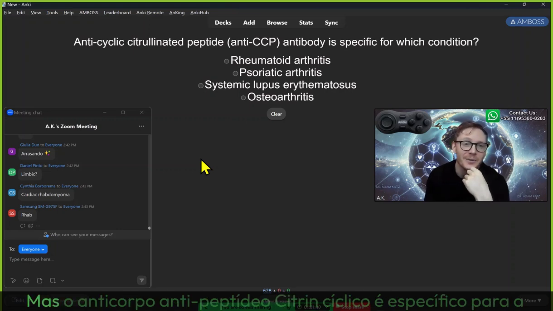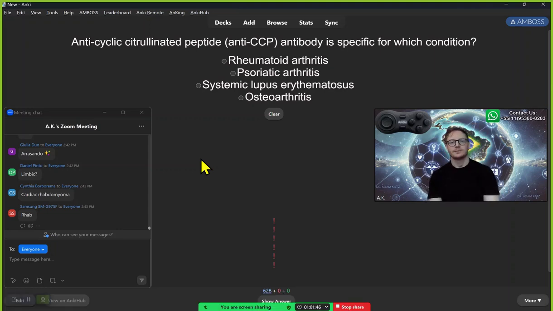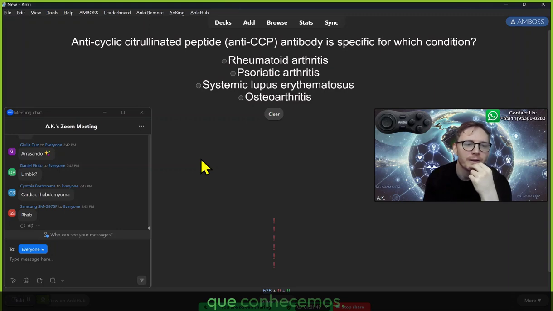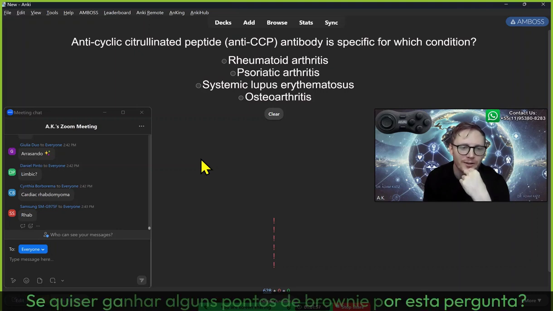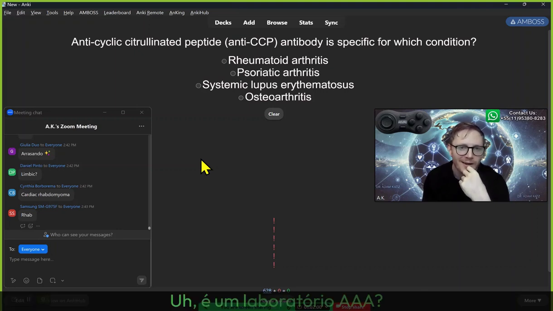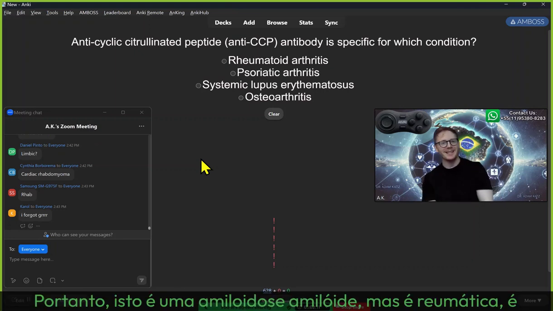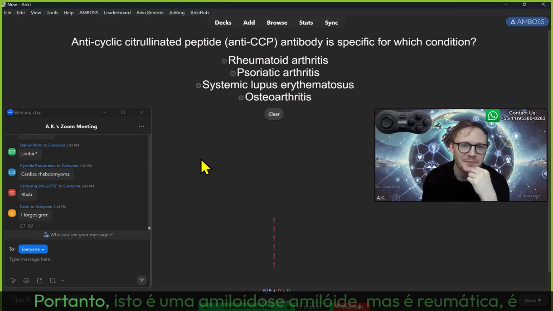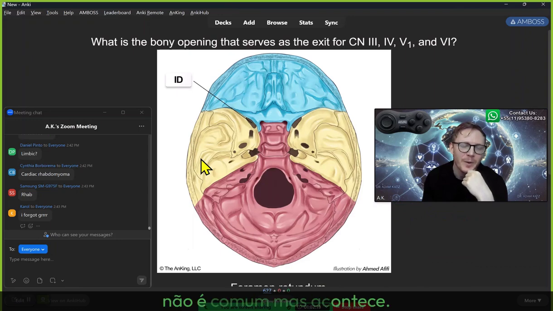But anti-cyclic citrullinated peptide antibody is specific for which condition? We know this. So what kind of amyloidosis do you get from the answer to this question? If you want some brownie points, is it AA, AL, AB? Is it transthyretin, ATTR? This is a tricky one. It's AA amyloidosis. Rheumatoid arthritis causes amyloidosis. It's not common, but it happens.